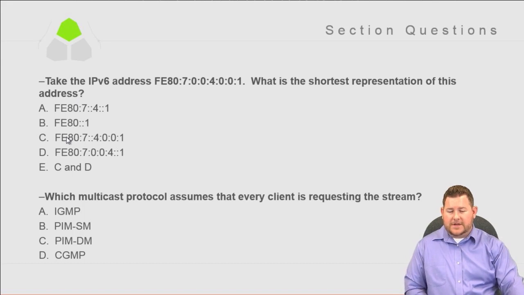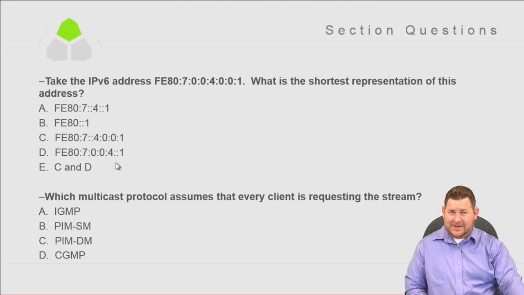So you have this FE8070040001. The first option here in C is shortened to eliminate those two zeros in between 7 and 4, but leave those other two zeros. Now in D, you have those two zeros in between 7 and 4, but the ones between 4 and 1 are shortened. So technically both answers are correct on that one. So tricky, like the real exam. That's what I'm trying for.